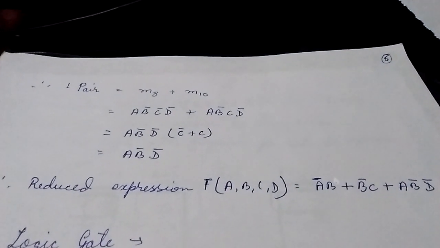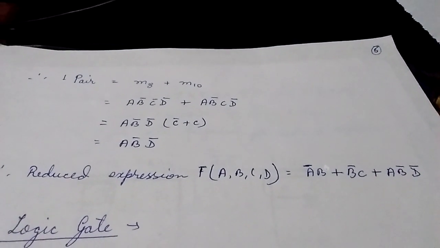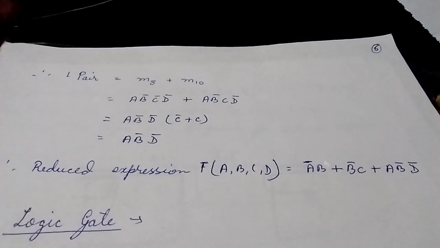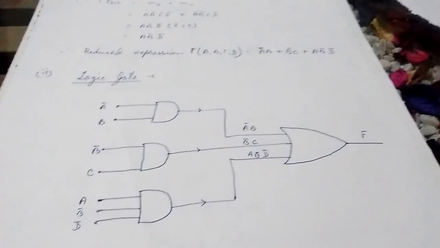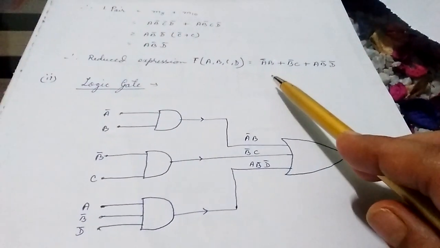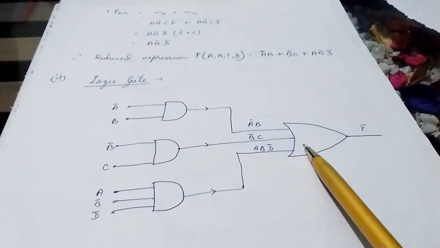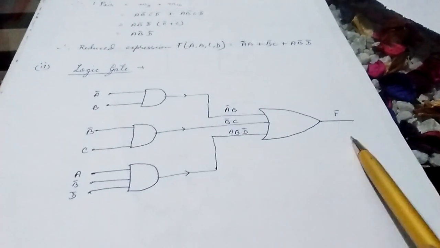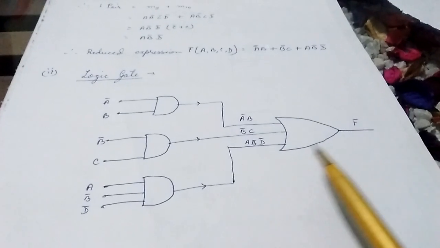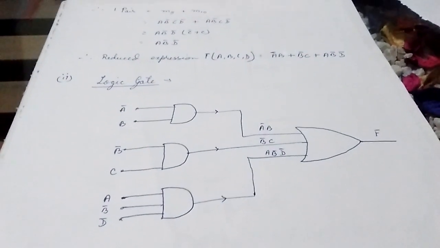Therefore the reduced expression is A bar B plus B bar C plus A B bar D bar. When we plot the logic gate diagram, we see there is ANDing done between the components, so AND gates are used, and then it goes to the OR gate as the expressions are having ORing in between, and this is the logic gate diagram. Now if we do it like this, we have completed the entire question.